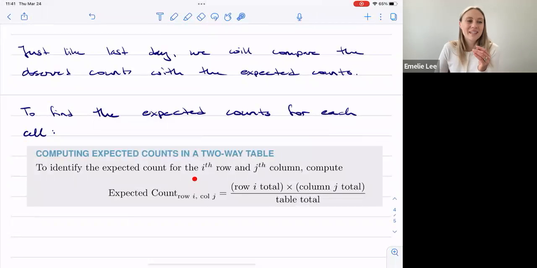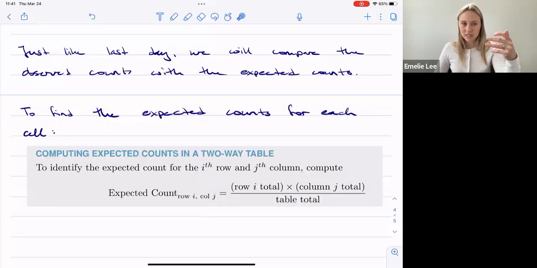So to find the expected count for the ith row and the jth column, we need to keep track of which little subcell we're in. We can find the expected count for row i and column j by taking, and this is where it gets a little bit weird until we see an example, the row i total times the column j total. So we take those marginal totals of wherever we're at in the table and divide it by the table total. That's weird. Okay.